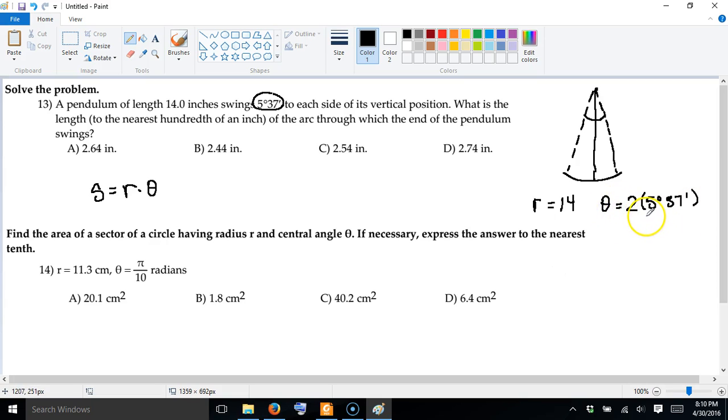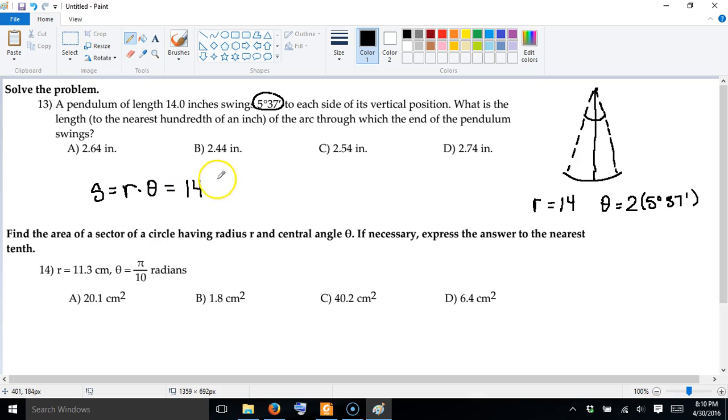But theta needs to be in radians. Now, to convert to radians, just remember, multiply by pi over 180 degrees. I'm just going to plug that all into our problem. Instead of doing it here, estimating that, and then plugging it into our formula over here, I'm just going to plug it in all at once into my calculator and see what I get.